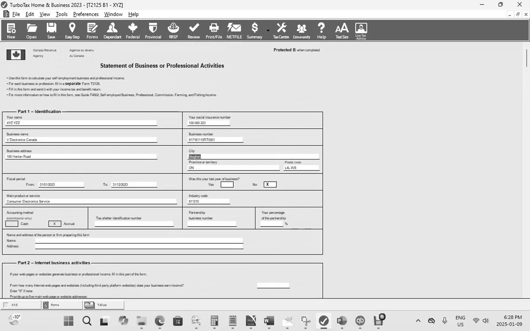This is what your T2125 looks like, the statement of business or professional activities. Part one starts off with your identification, your personal sensitive information such as your name, social insurance number, and so on. In part two, you have all the websites from which you make income. Further down, part 3A starts off with business income, and this one is gross sales.